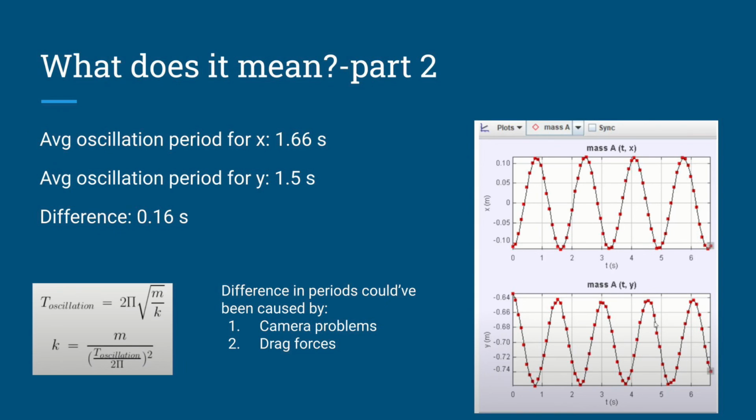This difference can be caused by numerous factors, including drag forces that we didn't account for or errors made during tracker analysis, like not properly tracking the center of mass.